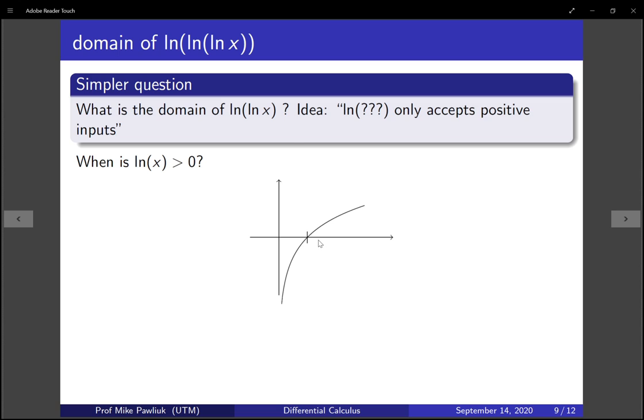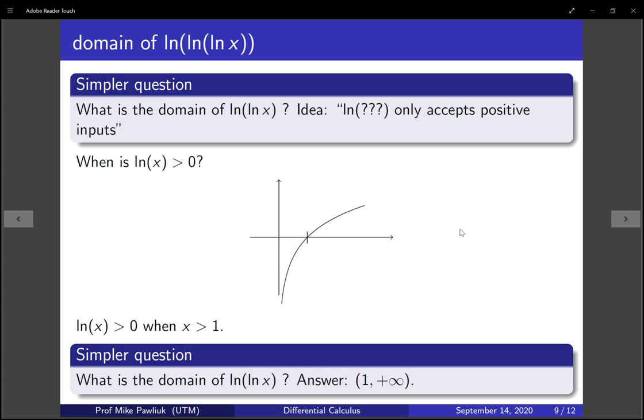Well, looking at the graph again, log of x is positive once it crosses the x-axis. Where does it cross the x-axis? It crosses it at x equals 1. So we can see from our picture that once we cross x equals 1, log will always be positive. So for our simpler question, what is the domain of log x? The answer is open 1 to positive infinity.